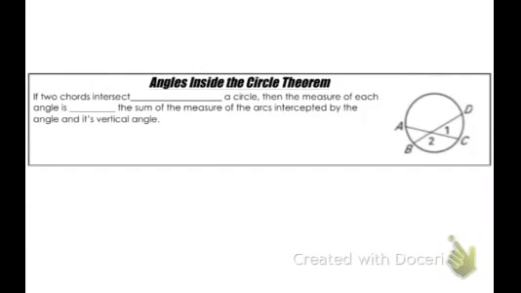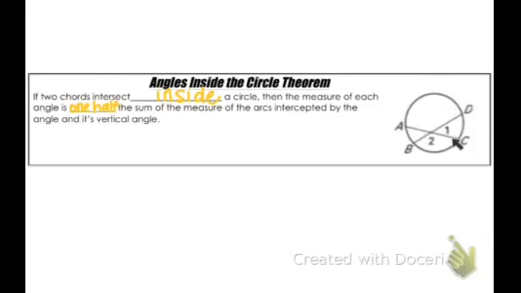Alright, for the angles inside the circles theorem, if two chords intersect inside of a circle, so we have one chord here and one chord here intersecting inside the circle, then the measurement of each angle is 1/2 the sum of the measure of the arcs intercepted by the angle and its vertical angle.